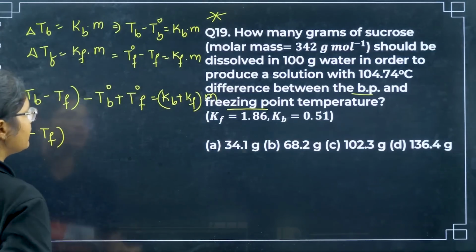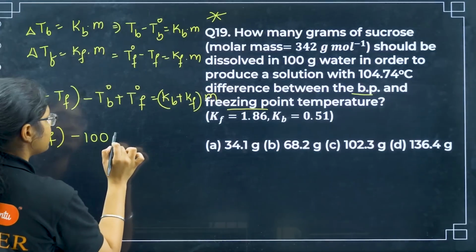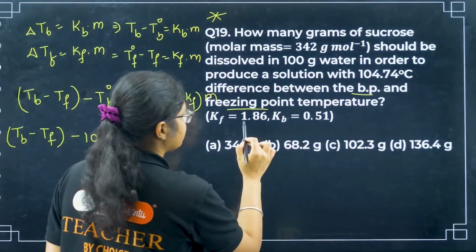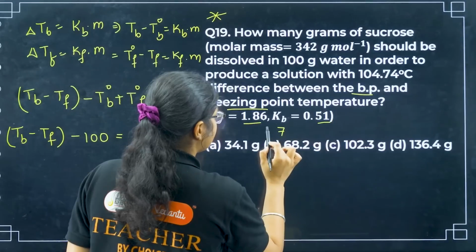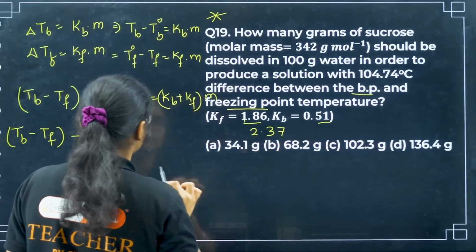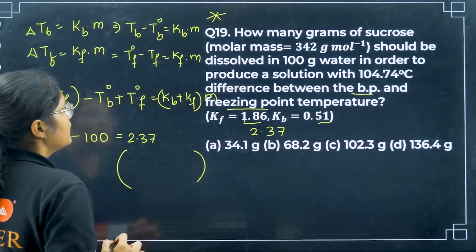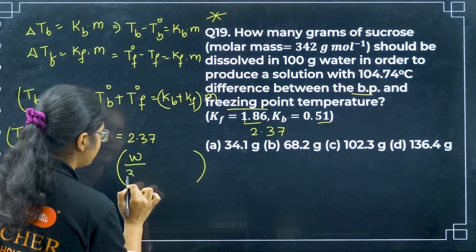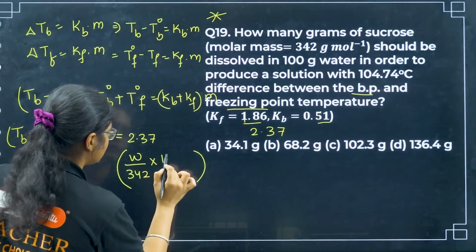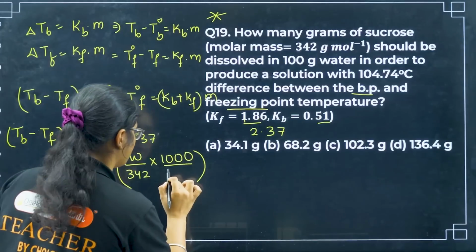Now the boiling point is 100 degree and freezing point is 0. So this one will come 100, right? Next KB plus KF, 1.86 plus 0.51, 6 plus 1 is 7, 8 plus 5 is 13, so I will get 2.37. Next, molarity. So how many grams of sucrose? So that I have to calculate: W by 342 into 1000 divided by 100 gram of water.